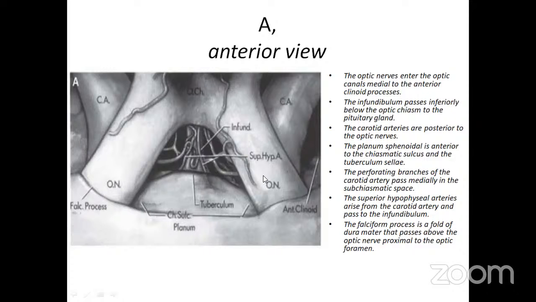Another important point in this diagram is that the perforating branches from the carotid arteries pass medially in the subchiasmatic space, that is below the chiasm, and the superior hypophyseal arteries also arise from the carotid artery, and go to supply the infundibulum. The important point in this diagram is the falciform process. The falciform process is a fold of the dura mater that goes above the optic nerve proximal to the optic foramen.